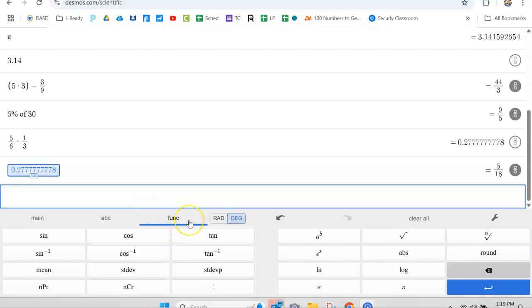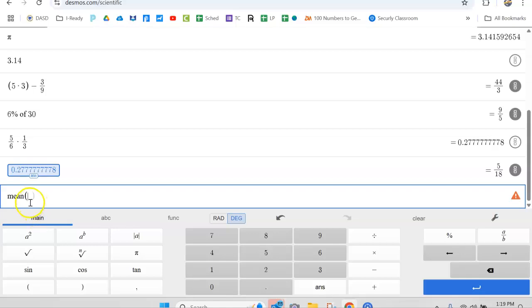Let's look at that more advanced function menu. I said there were two keys here you might want to use. That would be the mean, and that would be the round key. Mean will find an average of a set of numbers for you. So when you click the mean key, you see the word mean, and then you see an open parentheses. Then you need to go back to the main, and you need to enter your data set separated by commas.